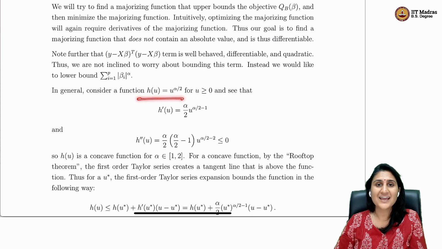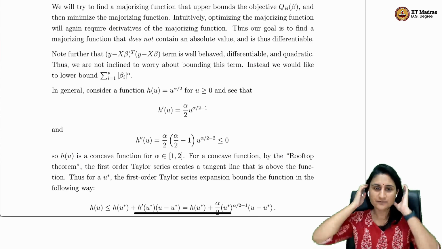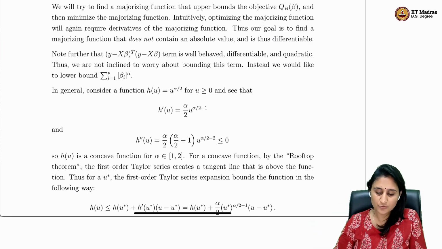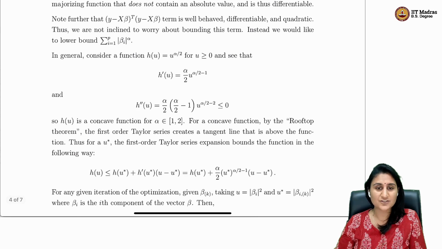Now for this function h of u, let's take the first derivative. h prime of u is equal to alpha by 2 times u to the power alpha by 2 minus 1, right? That's the first derivative. The alpha by 2 comes down and I get a minus 1 in the exponent. I can take another derivative to find the second derivative, h double prime of u, and that is alpha by 2 times alpha by 2 minus 1 times u to the power alpha by 2 minus 2.